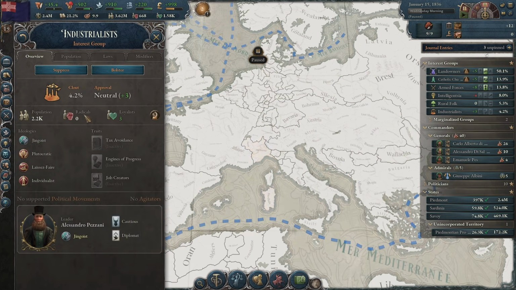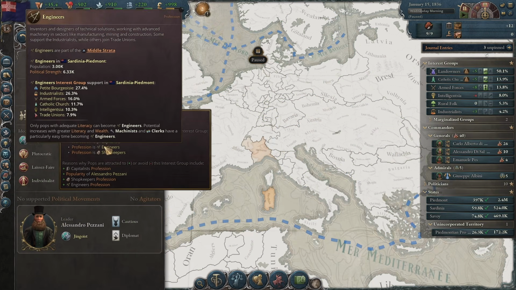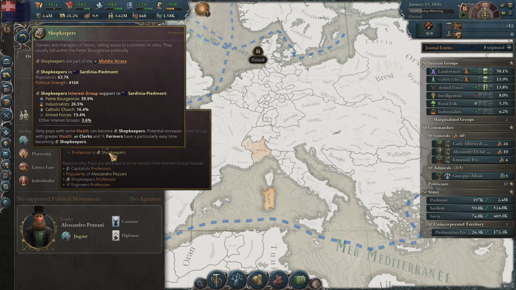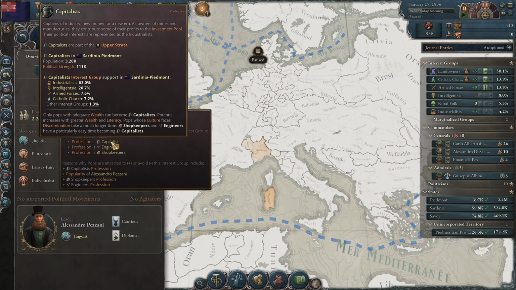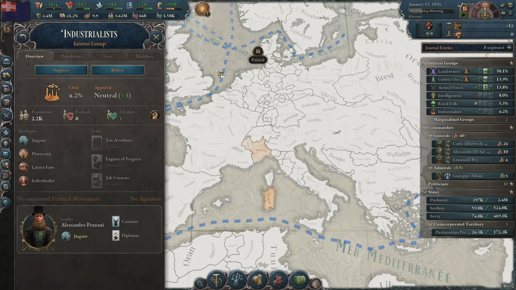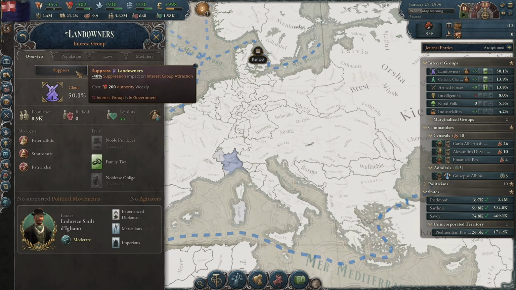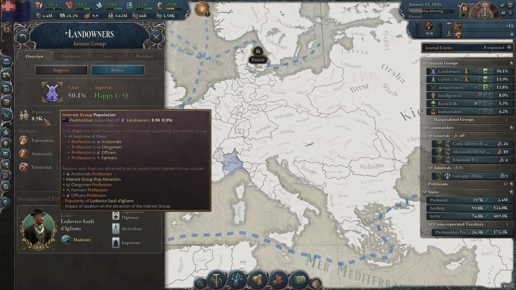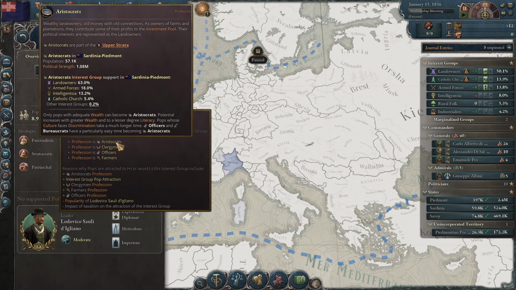So what that means is, if you were to bolster the industrialists, we might get more of these engineers or these shopkeepers to be attracted to the industrialists, but most of the capitalists are already associated with the industrialists, and so the political impact of doing it here by bolstering the industrialists is pretty limited. It can be quite valuable to suppress landowners because there are a lot of interest groups that can attract their most important profession, the aristocrats. And so if you start suppressing your landowners and bolstering your armed forces and your intelligentsia, you can do a lot of work to try to reduce the power of the aristocrats.